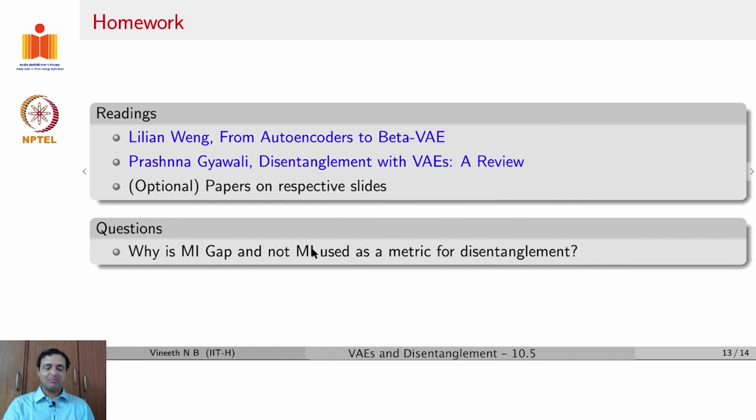The question that we left behind was, in the first mutual information gap metric, why the gap and not just mutual information itself? Think about it and we'll discuss the next time.